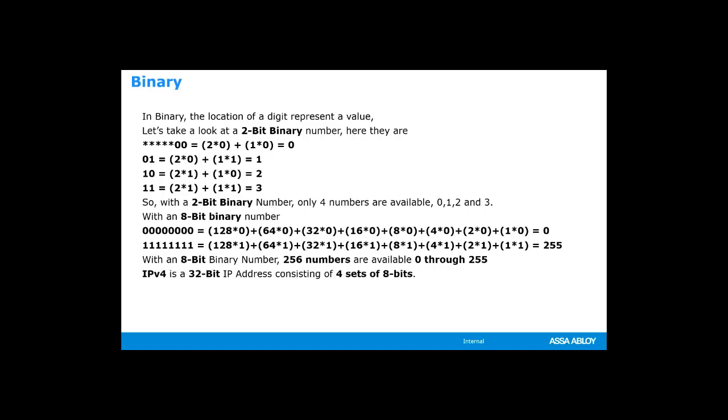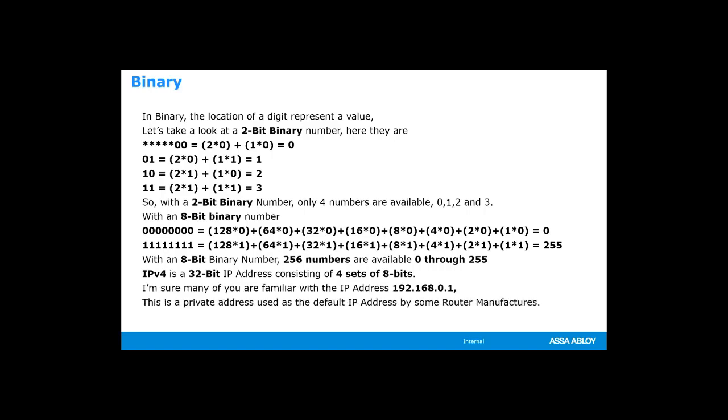An IPv4 address is a 32-bit address, consisting of 4 sets of 8 bits. As I'm sure you're familiar with, the IP address 192.168.0.1. Most of us have heard of that, especially when we set up our own wireless local area network. This is a private IP address, and this is normally used by router manufacturers as a default IP address.